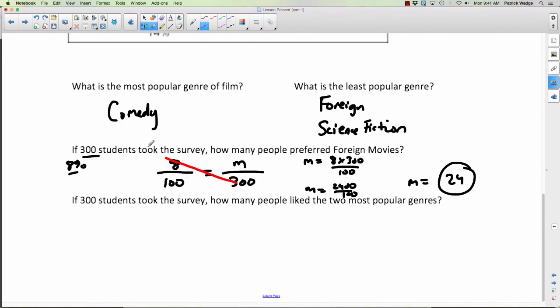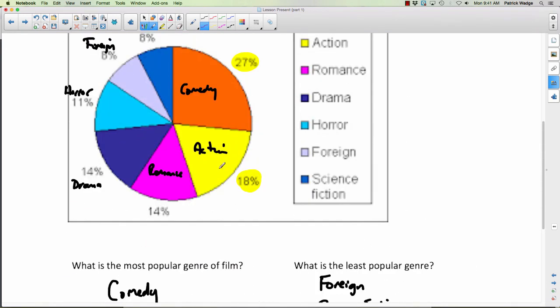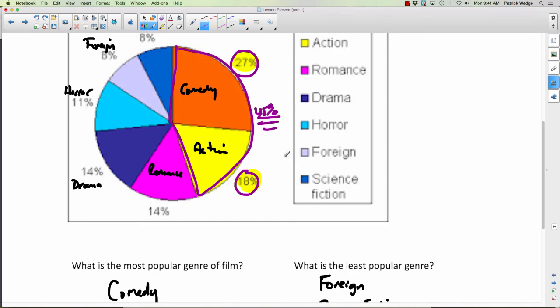So that's actually the first thing I'm going to do. I'm going to go 27 plus 18, and if I do that, I get 45%. So that's actually the percent I'm interested in. I'm interested in, if you want, this giant piece of the pie here, right? All that, and that amounts to 45%. How did I get that? I added together the 27 and the 18, and that gave me the 45.